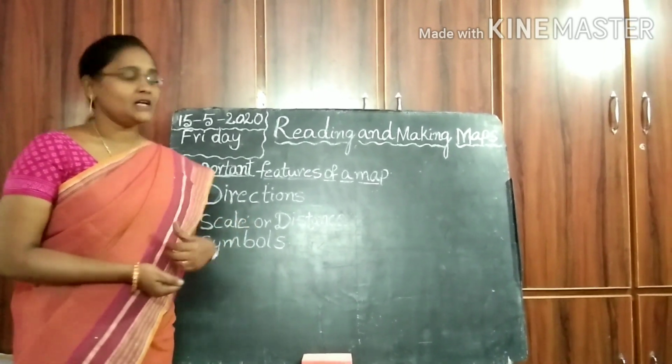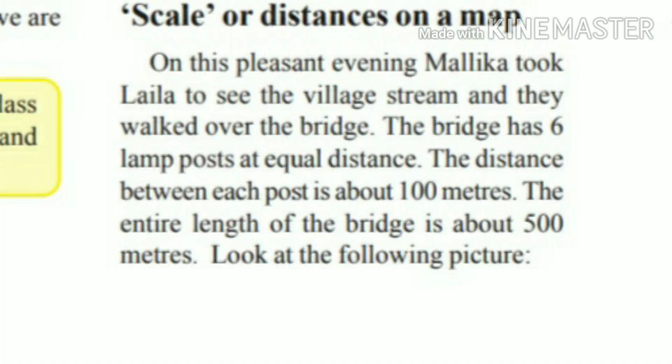So come to the scale or distance on the map. The scale of the map: ratio, proportion, relative size. Map scale refers to the relationship between distance on a map and the corresponding distance on the ground. So let us come to an example.